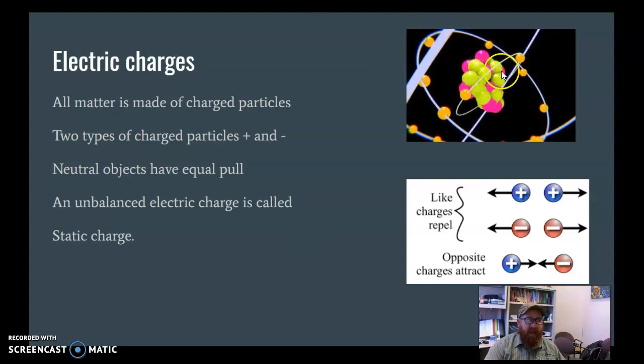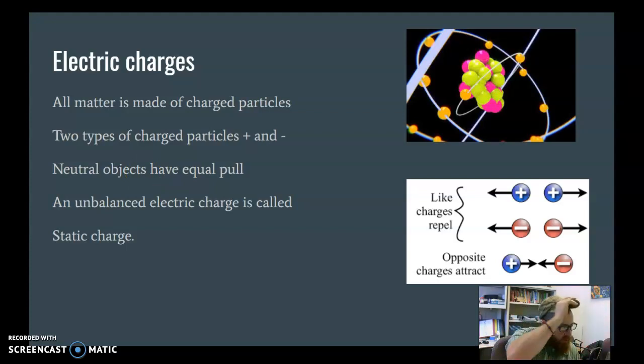So here's a picture of an atom right here, and of course atoms have a couple of different particles. We've got positively charged protons. We have neutral neutrons, and then negatively charged electrons that zoom around on the outside there. So they're all in there, positive and negatives, and of course we have the two types of charged particles: a positive particle and a negative particle. Those neutral objects have an equal pull either way. It doesn't really matter on those.